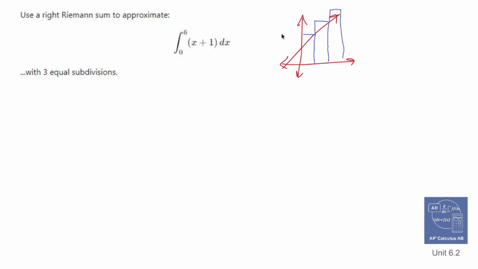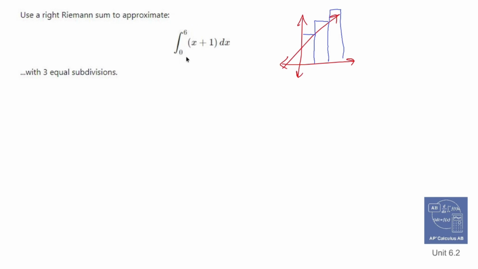And nothing's ever perfect, because if I were to use these little boxes, I'm overestimating here a little bit. But that's the idea of a Riemann sum. You are looking at rectangles and you're estimating the area under a curve, or in this case, a line, using those rectangles. In this case, we are doing right Riemann sums, which focuses mainly on the right side of something.